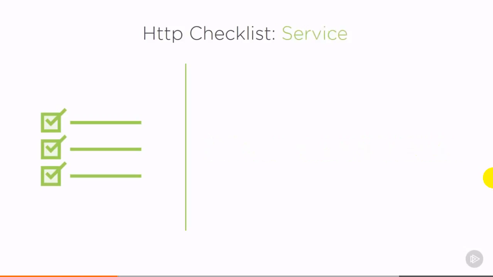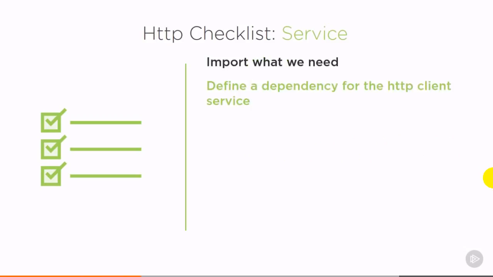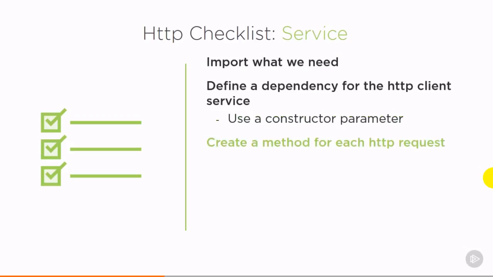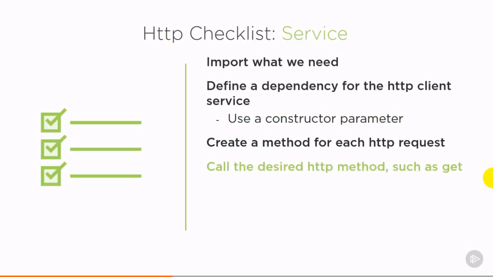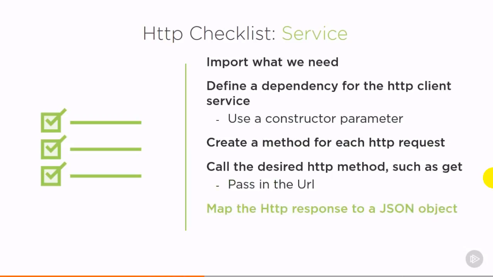Build a data access service to wrap HTTP requests. In that data service, specify the needed imports, define a dependency for the Angular HTTP client service using a constructor parameter. Create a method for each HTTP request. In the method, call the desired HTTP method, such as GET, and pass in the URL to the desired server. Use a map operator to transform the raw HTTP response to a JSON object, and do error handling as desired.